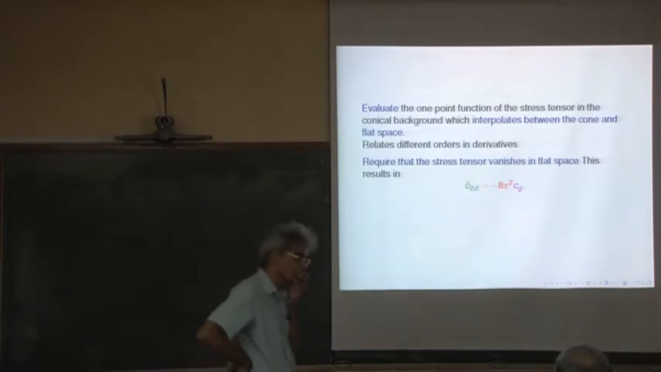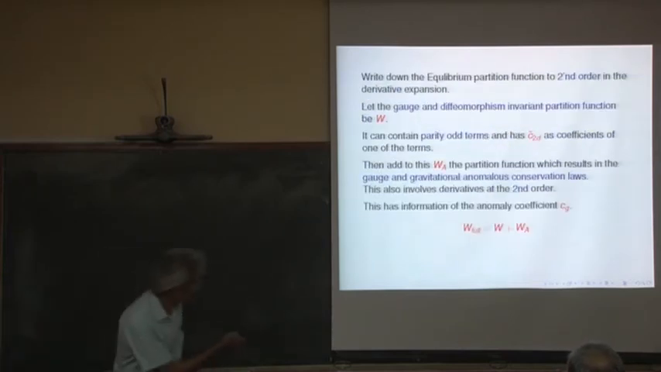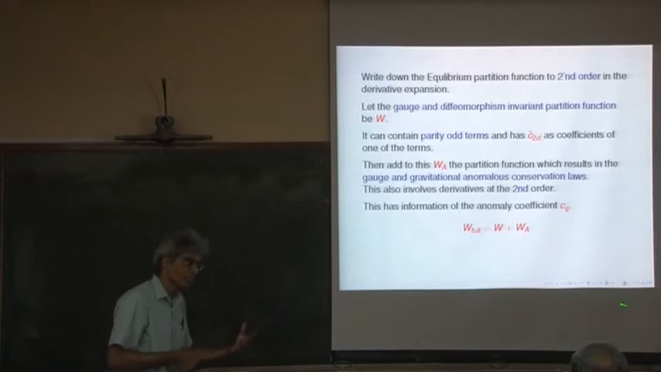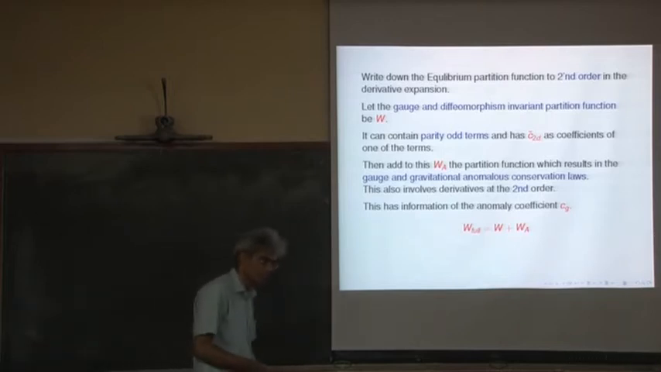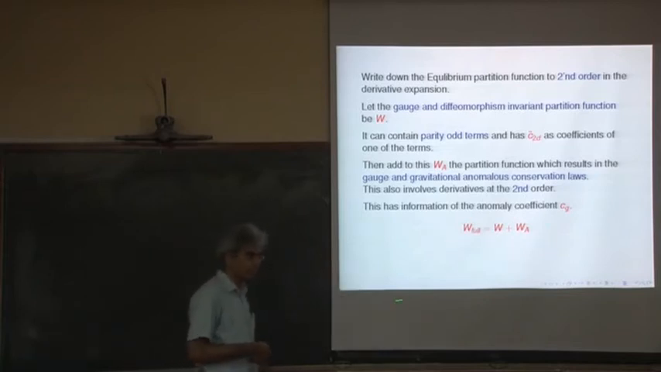What is WA again? WA is the partition function which results in the anomalous conservation law. And that has two derivatives. The derivative is second order.